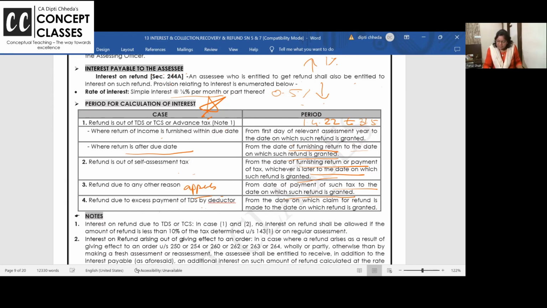Refund due to excess payment of TDS: from the date on which claim for refund is made. By mistake, instead of 2%, you have deducted the TDS 20%. So from the day you file the claim till the date you get the refund, interest will be paid.